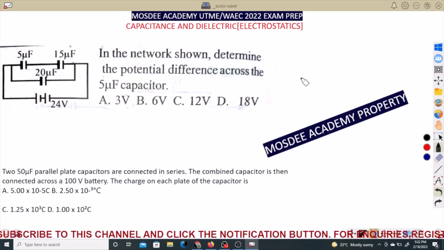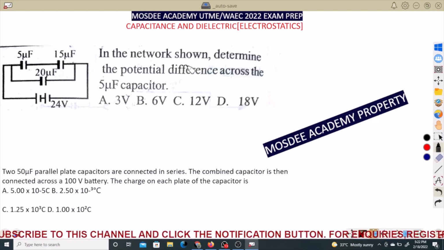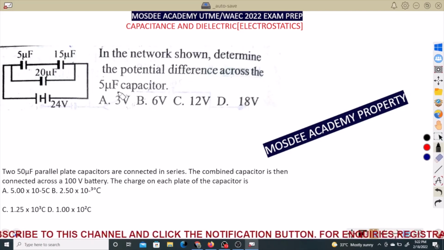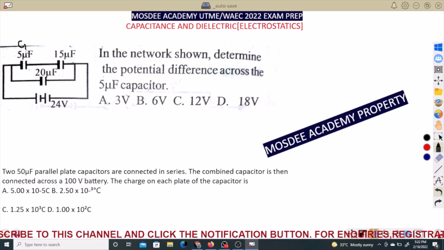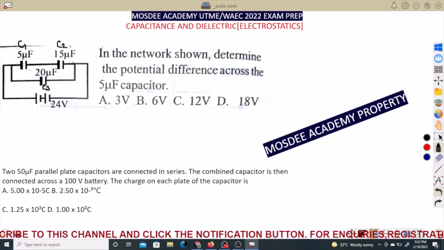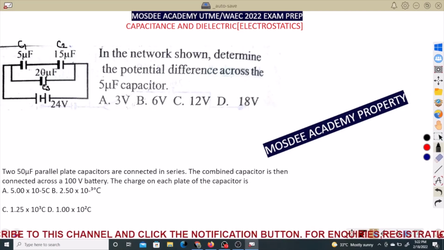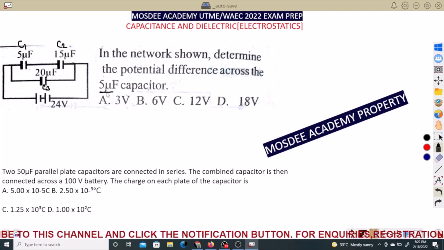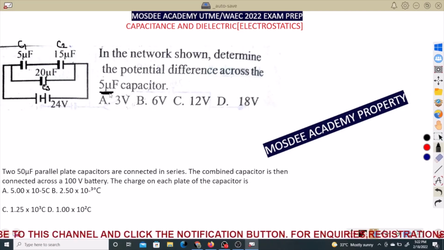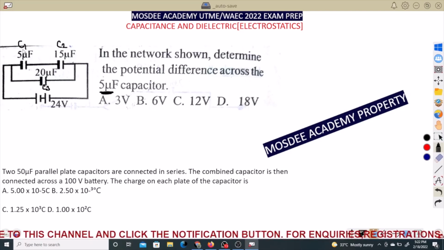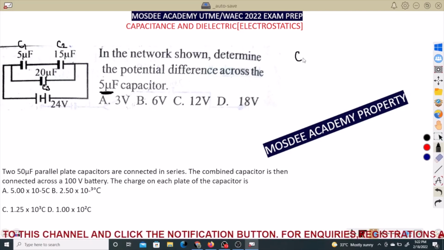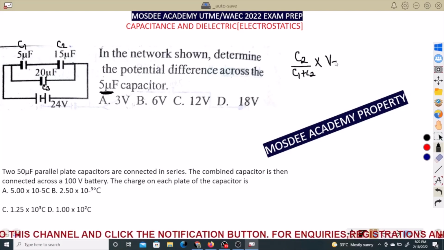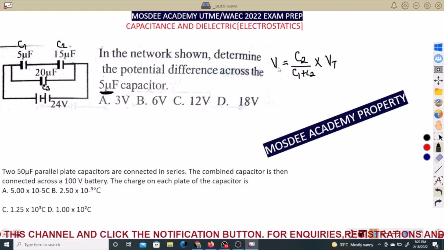About question 5 and 6, we have also talked about this type of question; it is a capacitive circuit. They said in the network shown, determine the potential difference across the 5 ohms. You can see what I told you. Talk about C1, C2, and C3. The battery is connected directly to C1, but the same potential does not flow through. I want to calculate the voltage that flows through C1, in this case the 5. And I told you it is always C2 over C1 plus C2 times the total potential.